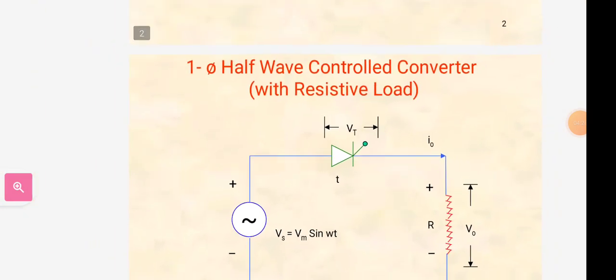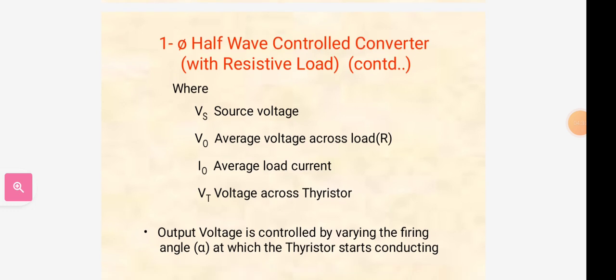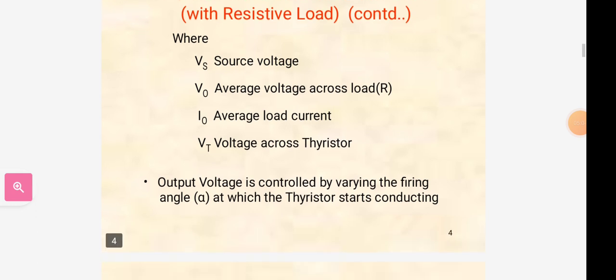In this single phase half wave controlled converter with resistive load, Vs is the source voltage, V0 is the average voltage across the load, I0 is the average load current and Vt is the voltage across the thyristor. Output voltage is controlled by varying the firing angle alpha at which the thyristor starts conducting.